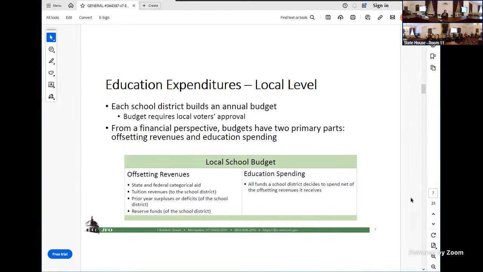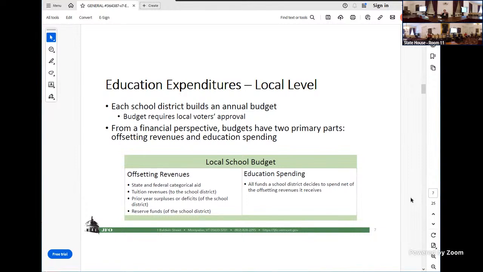like state and federal categorical aid. So if they're getting dollars specifically for special education or universal school meals, flexible pathways, transportation, those dollars are sitting here in offsetting revenues. That includes if another school district is paying tuition into that school district. If the district has surpluses, deficits, reserves, that all fits into this bucket of offsetting revenues.